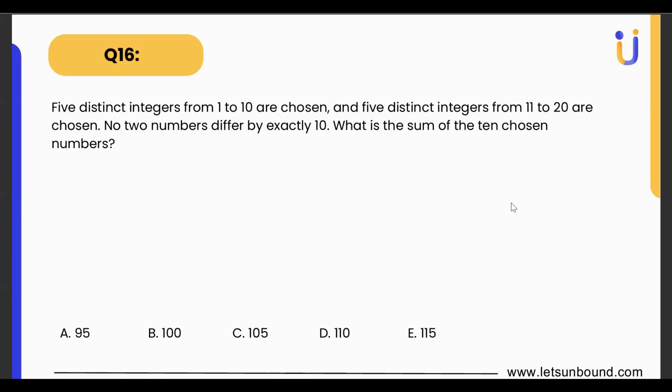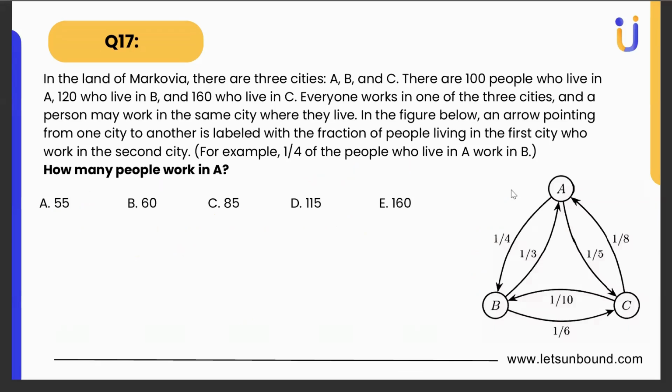Let's move on to the next question, which is the 17th question. Let's read through the problem carefully. Slightly a thinking problem, and the figure looks complicated as if it would be a very difficult problem, but it isn't. So let's try making the problem easier for us. It says, in the land of Markovia, there are 3 cities, A, B, and C. 100 people live in A, 120 people live in B, and 160 live in C. Because the question is giving me information side by side, I can keep writing so as to not forget. This is 100, this is 120, and this is 160.